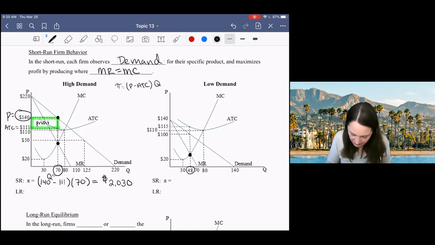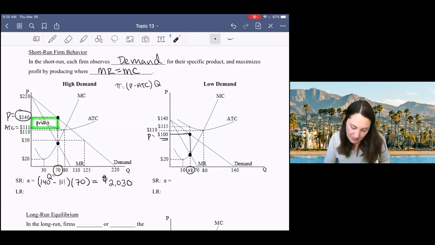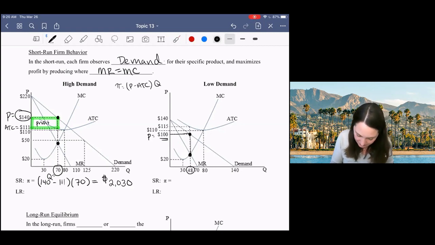So here we have a quantity of 48, and then we go up to the demand curve to get the price. So they can charge a price of 100. In this case, I know the firm is going to be making negative profits because my price at 100 is below my average total cost curve. That's not good, right? It means the revenue coming in per unit is less than the cost of producing each unit. So this firm is going to be losing money.